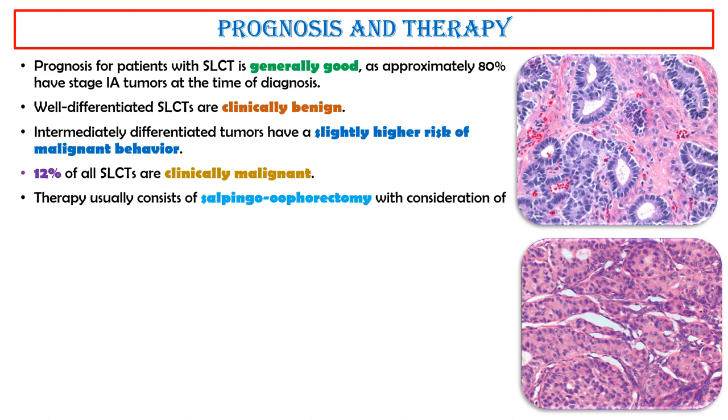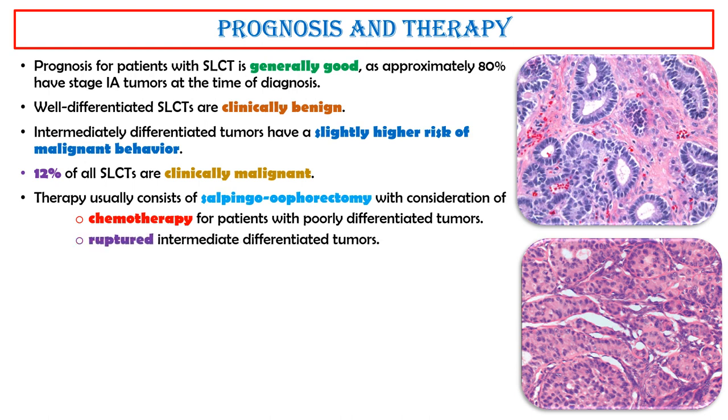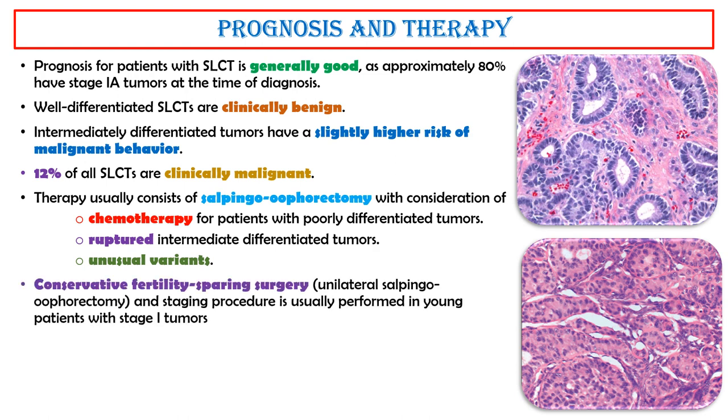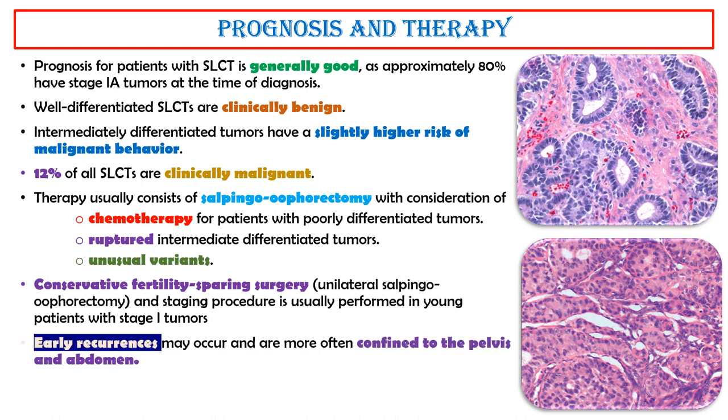Therapy usually consists of salpingo-oophorectomy with consideration of chemotherapy for patients with poorly differentiated tumors, ruptured intermediate differentiated tumors, unusual variants. Conservative fertility sparing surgery, that is unilateral salpingo-oophorectomy, and staging procedure is usually performed in young patients with stage 1 tumors. Early recurrences may occur and are more often confined to the pelvis and abdomen.